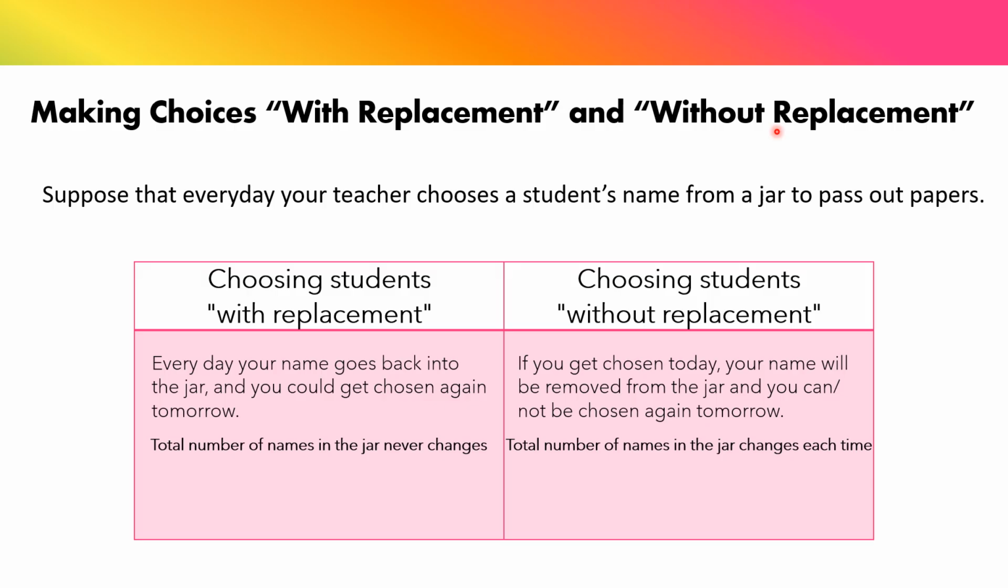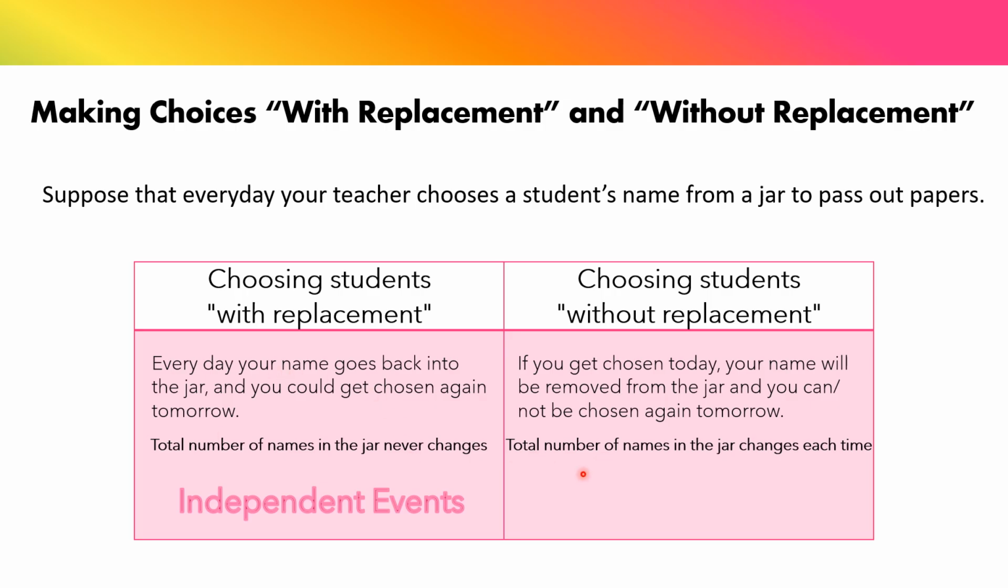All right, so we would say if you're choosing students or making any kind of choice with replacement, then that's an independent event. Whoever you choose today has no effect on who gets chosen tomorrow. Okay, so those would be independent events. The choice that the teacher makes every day is an independent event. It does not have any effect on tomorrow's choice.